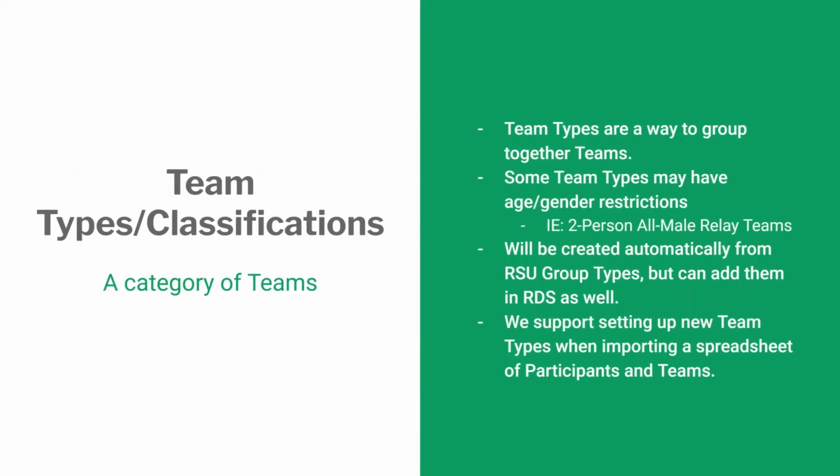Okay, so what are team types and classifications? These are a category of teams. These are a way to group teams together. So for instance, you might have some teams that are 2-person all-male relay, some teams that are 4-person all-female relay. This is a categorization of different types of teams.